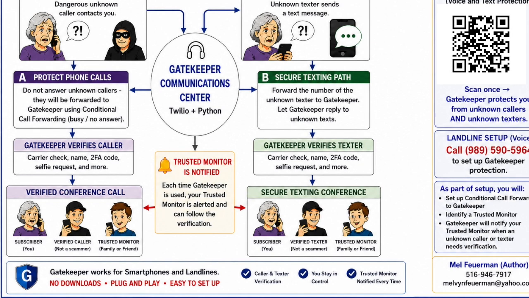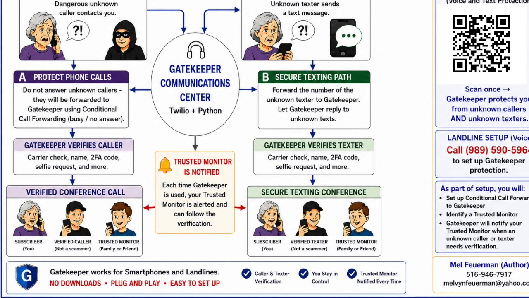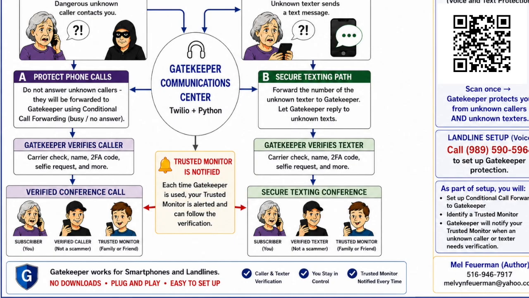Now, here's something really neat. A selfie request. Talk about that. Gatekeeper has a neat feature concerning selfies. You want to explain that? Absolutely. If Gatekeeper is extra cautious, it can ask the texter for a selfie to confirm their identity. The texter snaps a quick photo, and Gatekeeper checks it matches what's expected. Just another smart layer to ensure it's really the person they claim to be.